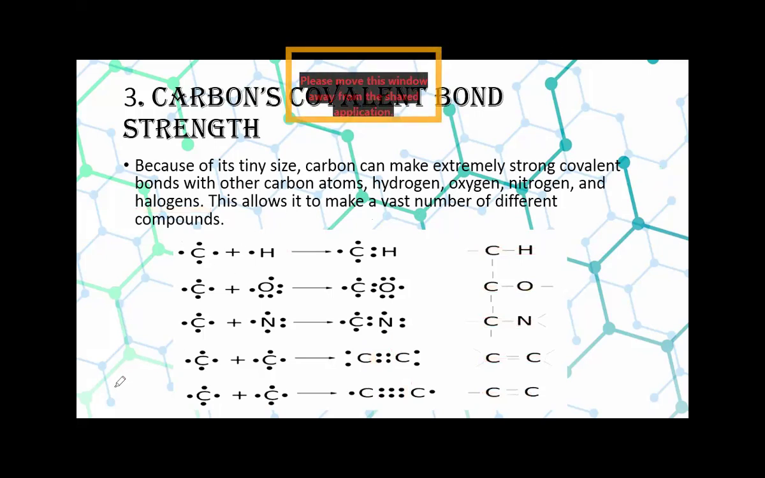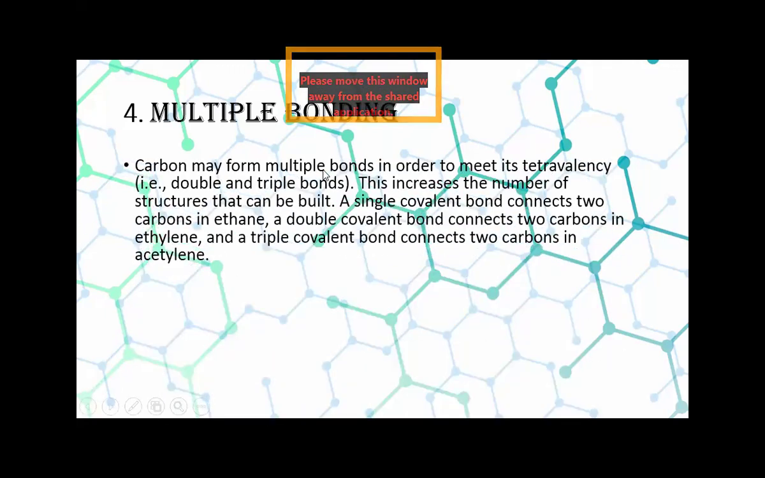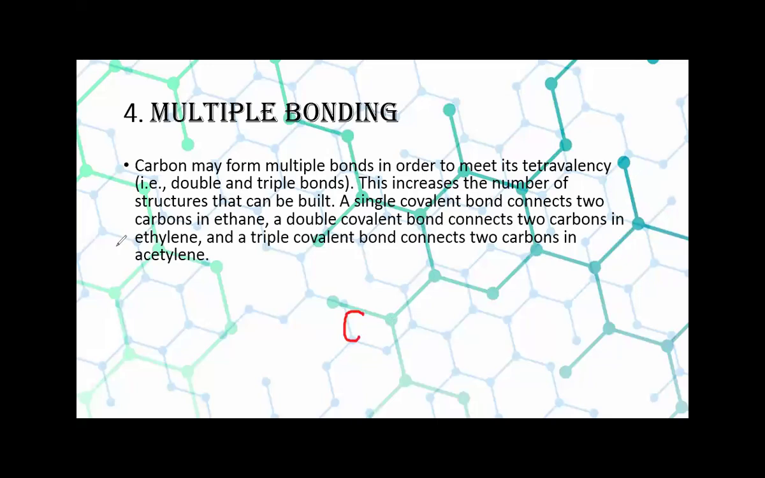Now moving on to the next slide. The fourth reason that produces a vast number of organic compounds is multiple bonding. Carbon may form multiple bonds, that is double and triple bonds, in order to meet its tetravalency. As I told you in the classroom, carbon has a valency of plus or minus 4. This is carbon. It has 4 bonds: 1, 2, 3, and 4.